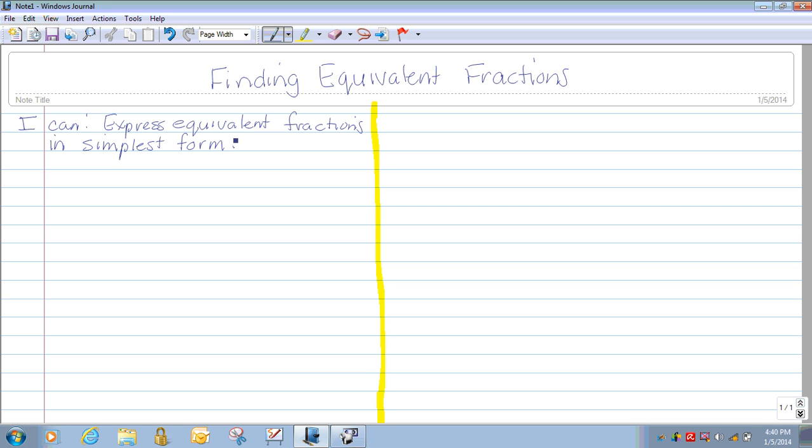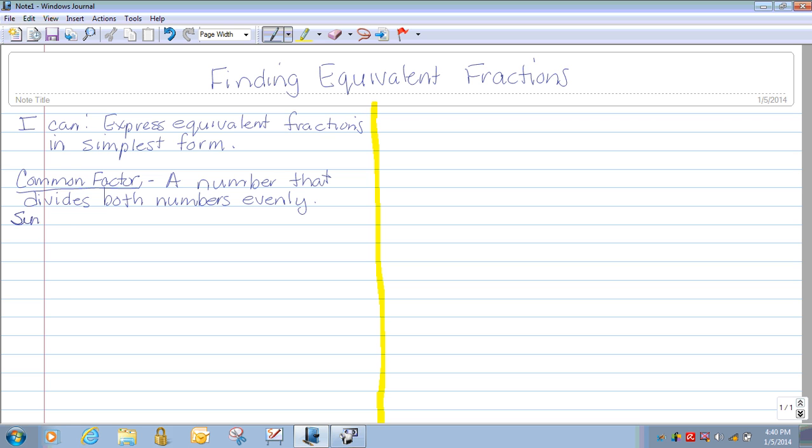Well, we probably need to know some vocabulary that goes along with this. So the first thing we probably need to know is, what is a common factor? And a common factor is a number that divides both numbers evenly so that you wouldn't have a remainder.